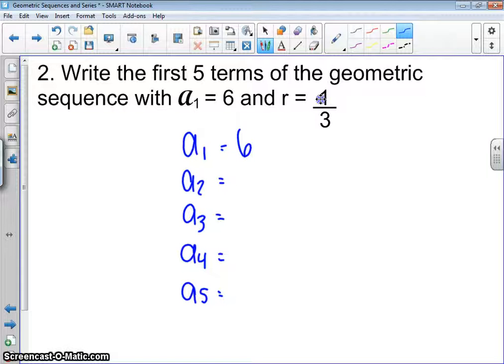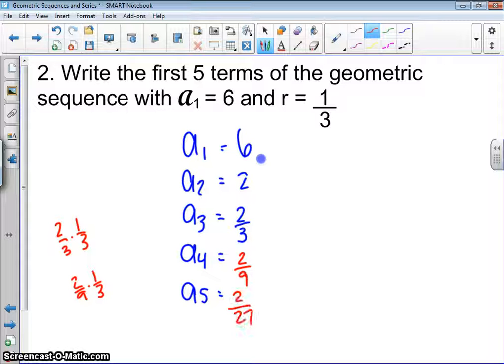So 6 times 1/3, or 6 divided by 3, would be 2. And then 2 divided by 3, or 2 times 1/3, would be 2/3. And then if I multiply that by 1/3, so 2/3 times 1/3, I'm just going to multiply my fractions straight across. That'd be 2 over 9. And then 2 over 9 times 1/3 would be 2 over 27. So these would be my first 5 terms of this sequence.